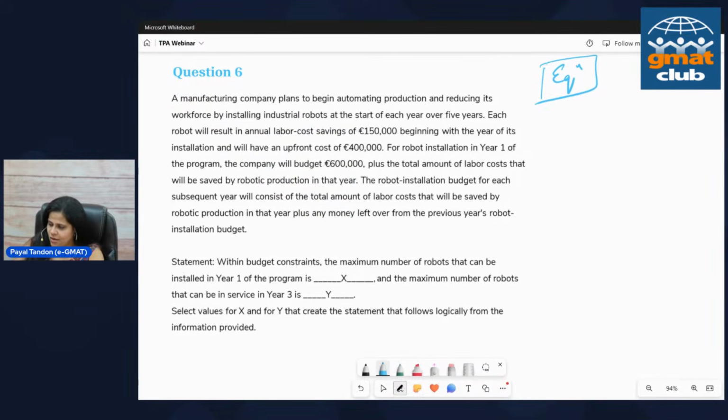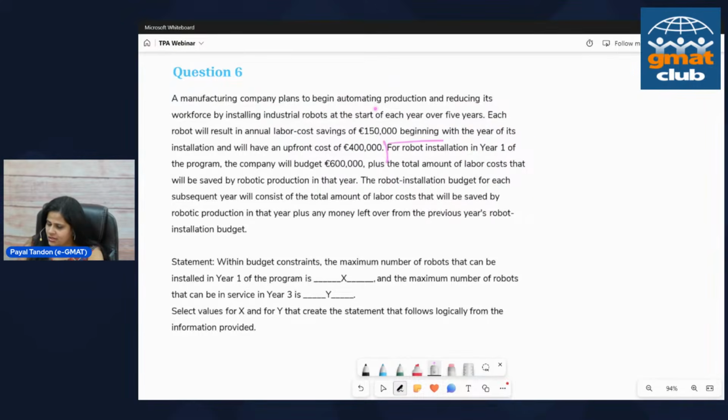Okay, so I'm going to now read this question. So let's solve this one. Here what's happening is you have this manufacturing company that is building robots, right? And they're building robots at the start of each year over 5 years. Each robot is going to result in savings of 150K, and they will have an upfront cost of 400K. And this 150K is going to happen in the beginning of the year itself of the installation, right?